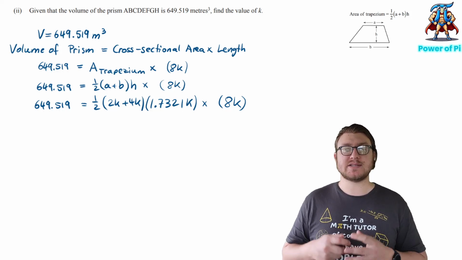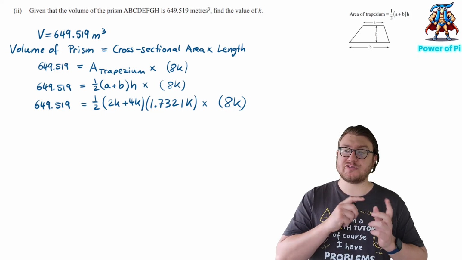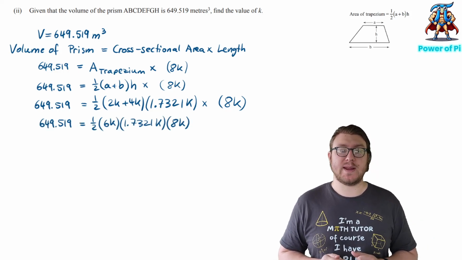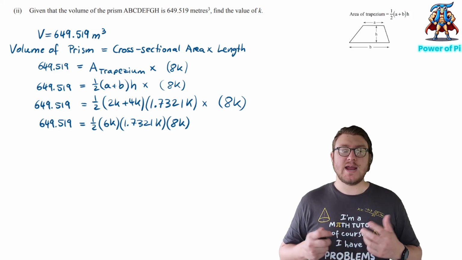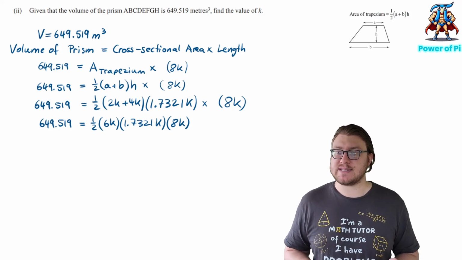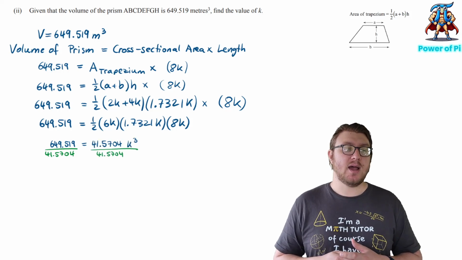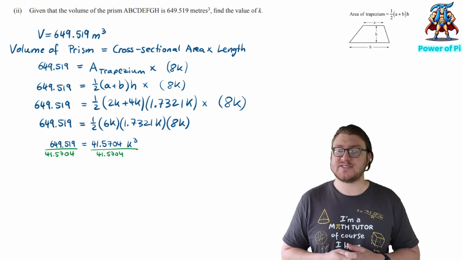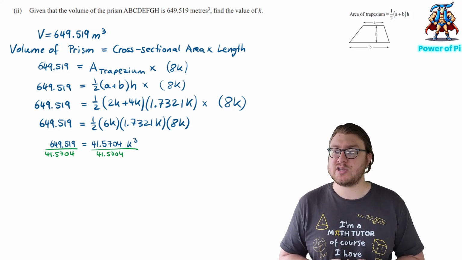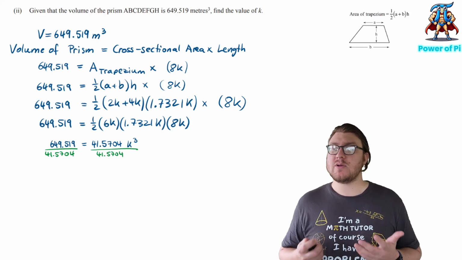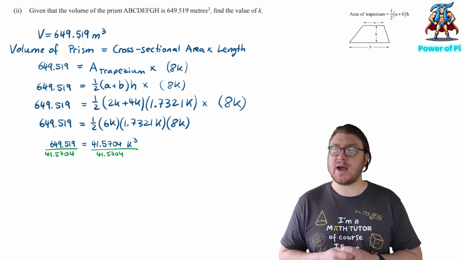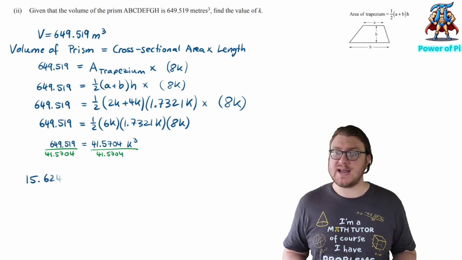Make sure that you understand where these numbers come from. If you have to, go back to the big picture. And now you can just substitute everything else in the calculator, or you can do the calculation by hand, and we get 41.5704 K cubed. Well, we only want K, so we're going to divide by the number in front on both sides.